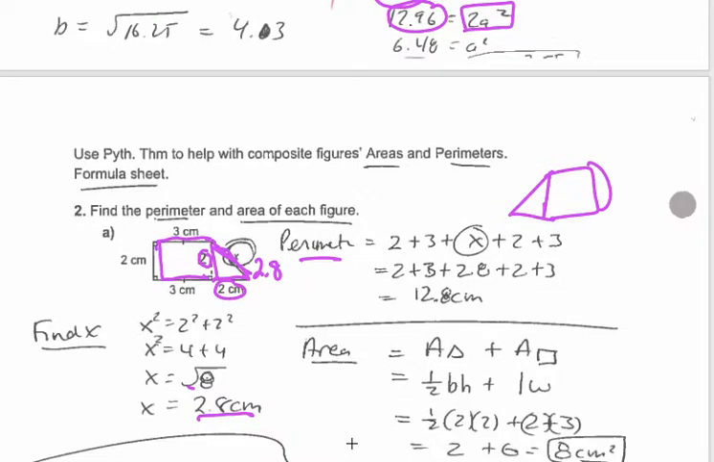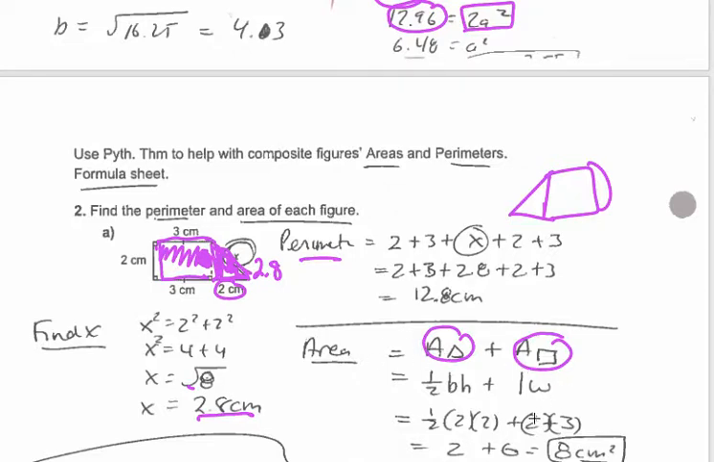To get the area of the composite shape, you break this up into two pieces. You've got your rectangle here. So you have the area of the rectangle, which is length times width. And then you have the area of this triangle, which I'm making this picture a little ugly. And the area of the triangle is 1/2 base times height. Again, you get that off the formula sheet if you don't remember it, okay?